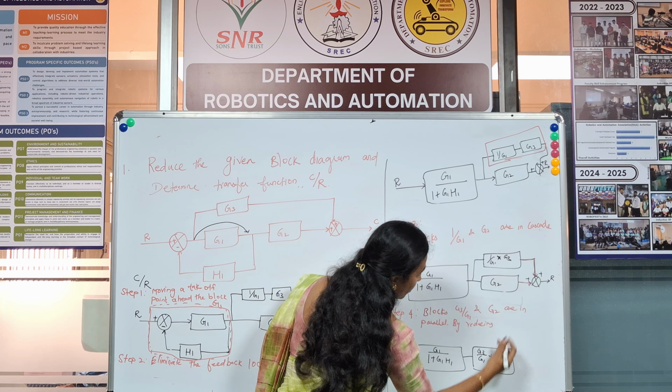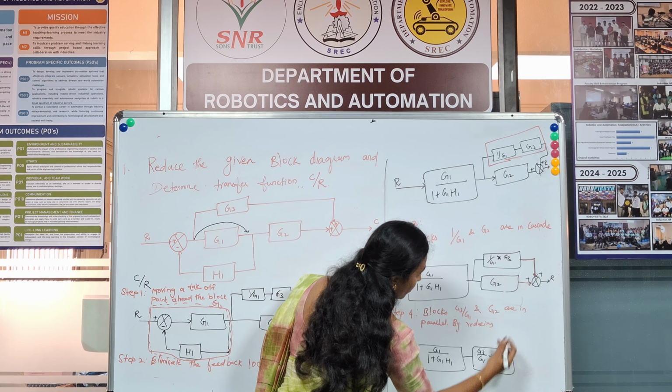In the next step, you have reduced this into one single block. When the blocks G3 by G1 and G2 are in parallel, I have reduced this parallel block into one single block, G3 by G1 plus G2. For simplification, you can take an LCM here. When you take the LCM, you will have G3 plus G1 G2 divided by G1. So this will be the value of this block.